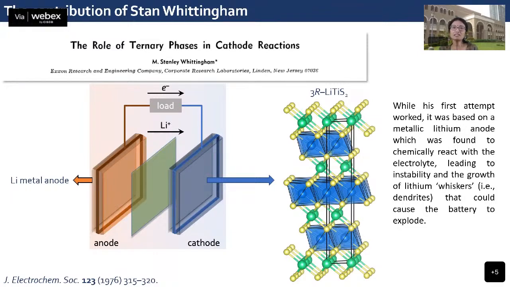But this was a very unstable reaction. There was a lot of instability, and it led to the growth of lithium whiskers, and this would cause the battery to explode. What happens when a lithium whisker grows? The lithium will grow and perforate the separator. It will go and touch the cathode. There's a short circuit, and then the battery is going to explode. But this was the pioneering work which gave an idea that, okay, with this, an electron movement can be seen.